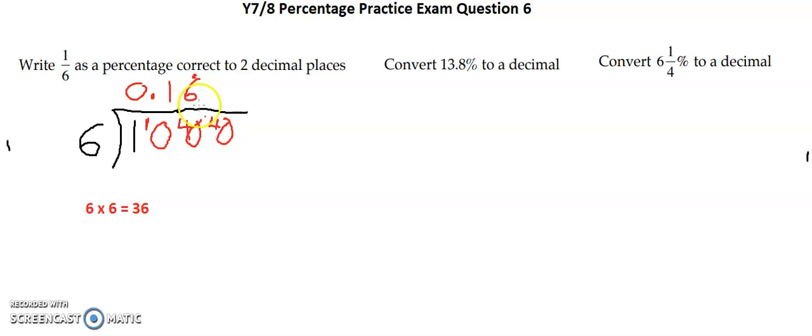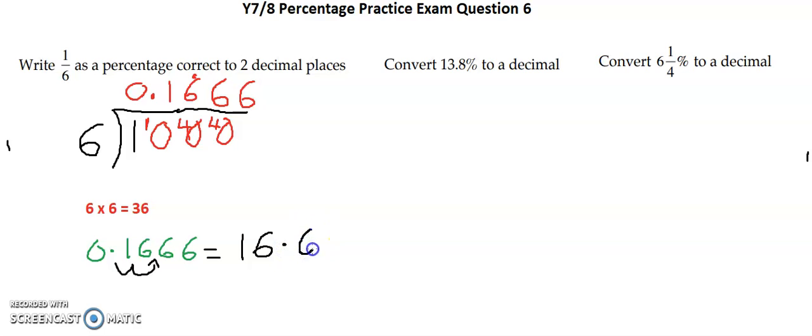Then I change it to a percentage. Be mindful it is recurring, so to make it easy, I'm just going to put 6 and 6 here, because that's going to help us when we times it by 100. So if I've got 0.1666 and I want to get it into a percentage, we times it by 100, which is moving the decimal point 2 places over, and it gives me 16.66%.